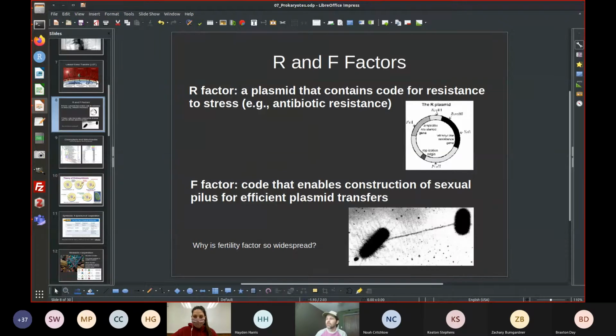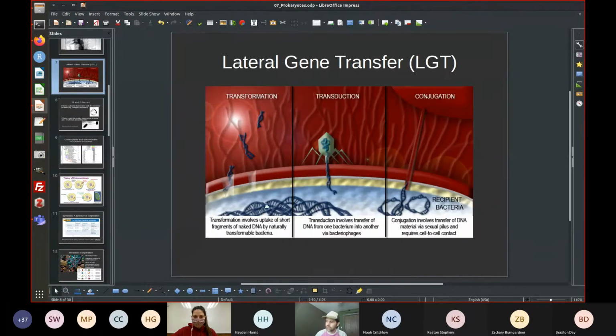It's very common that in this transformation type of lateral gene transfer, it's actually not a little short, double-stranded linear piece of DNA. I don't like how they drew this. It's a plasmid that gets moved around between bacteria.